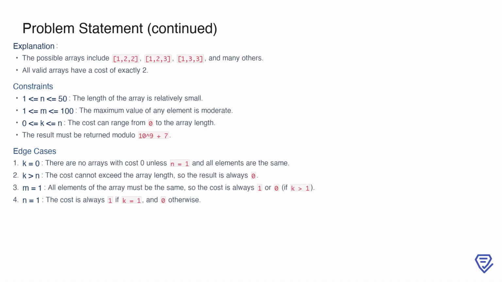To summarize, the constraints of the problem ensure the solution space is manageable but still requires careful thought. The length of the array, n, is capped at 50, and the maximum value of any element, m, is at most 100. The cost, k, ranges from 0 to n. Edge cases include scenarios like k equals 0, where there are no valid arrays unless all elements are identical, or k greater than n, which is impossible since the cost cannot exceed the array length. Another edge case is when m equals 1, where all values in the array must be the same, making the cost either 1 or 0 depending on the value of k. These constraints and examples highlight the importance of exploring all valid approaches to solve the problem efficiently.